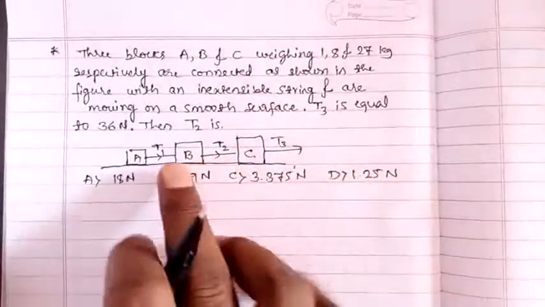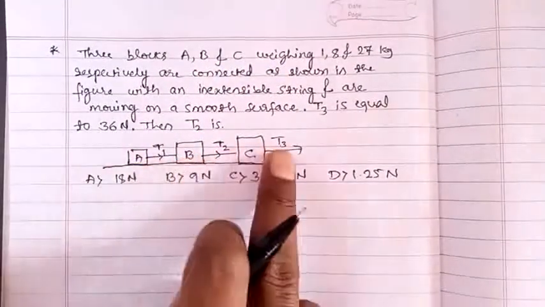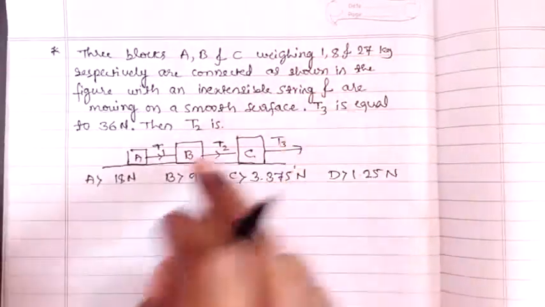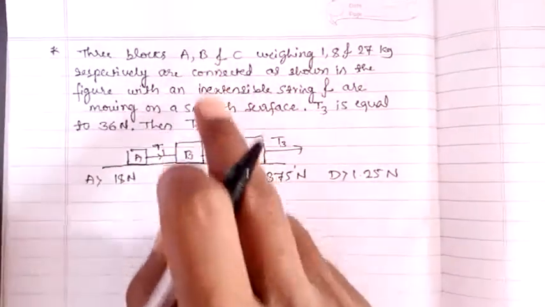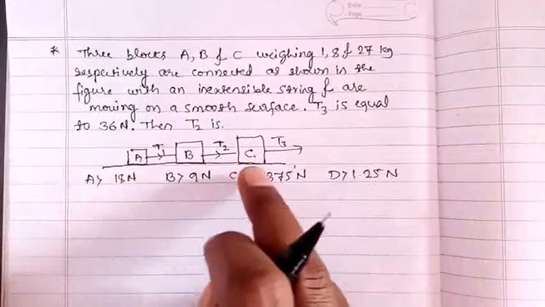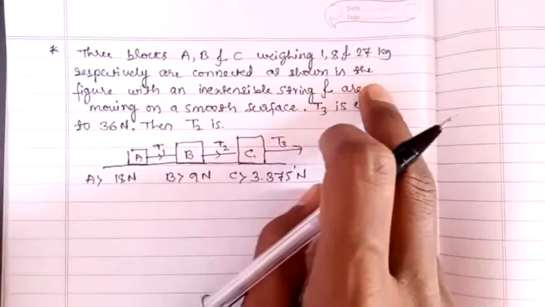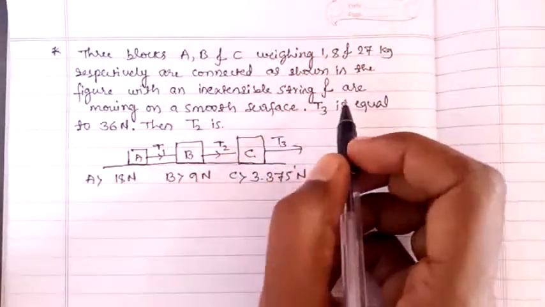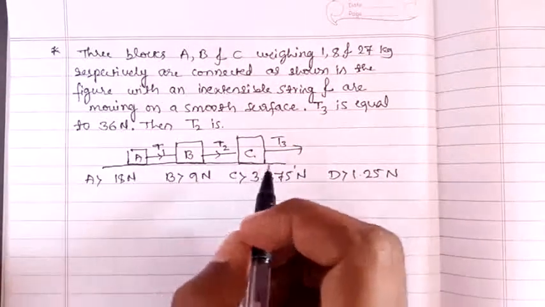So, next numerical. Three blocks A, B and C, weighing 1, 8 and 27 kg. The mass of block A is 1 kg, the mass of block B is 8 kg, and the mass of block C is 27 kg respectively. They are connected as shown in the figure with an inextensible string and are moving on a smooth surface. Smooth surface means frictionless.